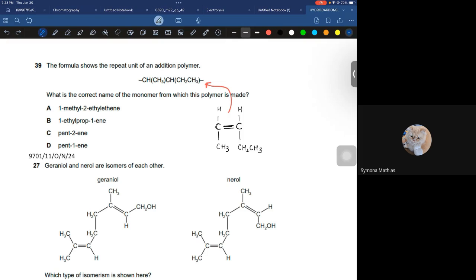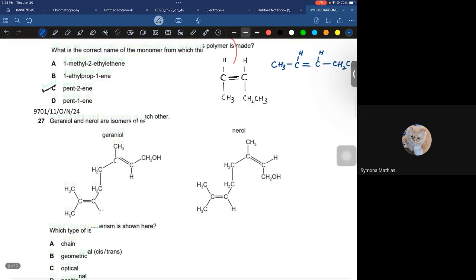To make it easy, I'm supposed to draw the structure in this manner. So what do you think? What is the name of this compound? Yes, it's 1, 2, 3, 4, 5. Pent-2-ene. Exactly. So the C is correct. C is correct. It's pent-2-ene.